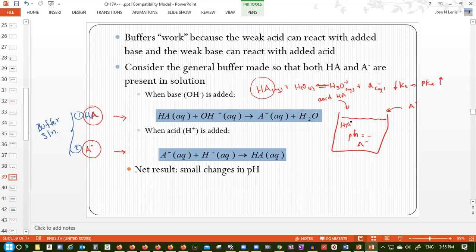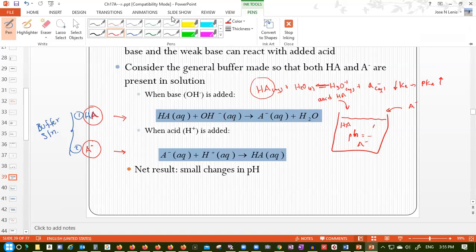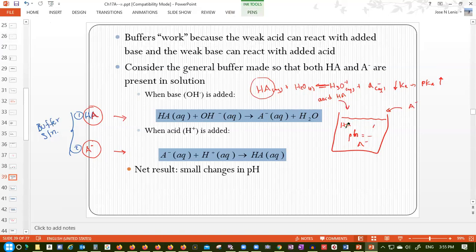But your solution has this molecular form because mostly everything is molecular for that weak acid. If you add extra OH minus, that will take all your hydrogens from here, forming acetate ion. Let me put a different color. Acetate ions that come from that reaction, and water.